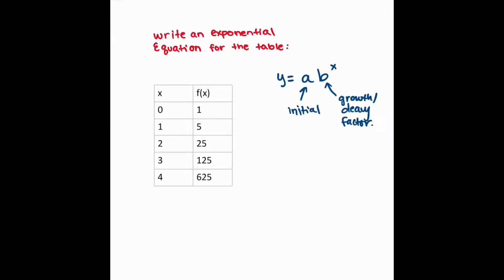factor. All right. So this initial value is whenever x equals 0, and we can get that from the table right here. Whoa, x equals 0, you got that f of x equals 1. So if I start with this equation, I'm going to say I've got y equals 1 times b to the power of x. Now we got to figure out what b is.